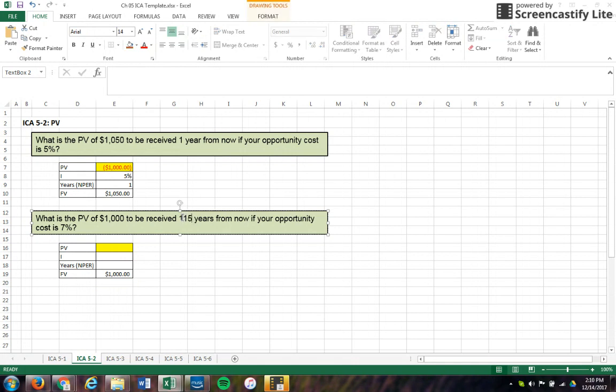I didn't mean to change that. We have 15 years, annual compounding. My interest rate is 7%. So we're going to find the present value. We can use our PV function.